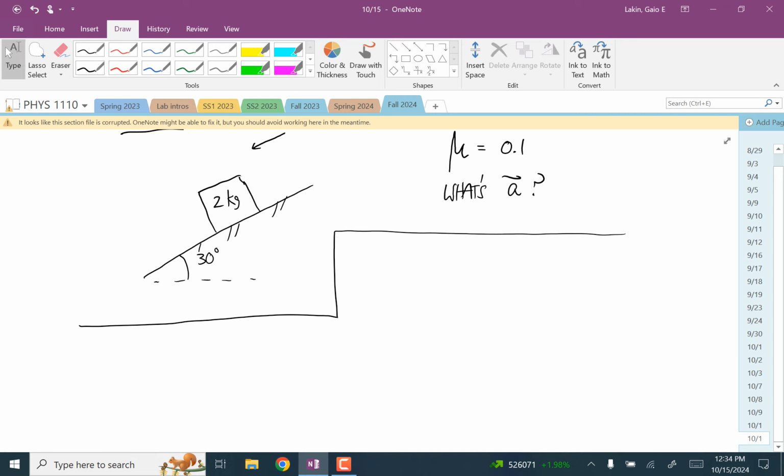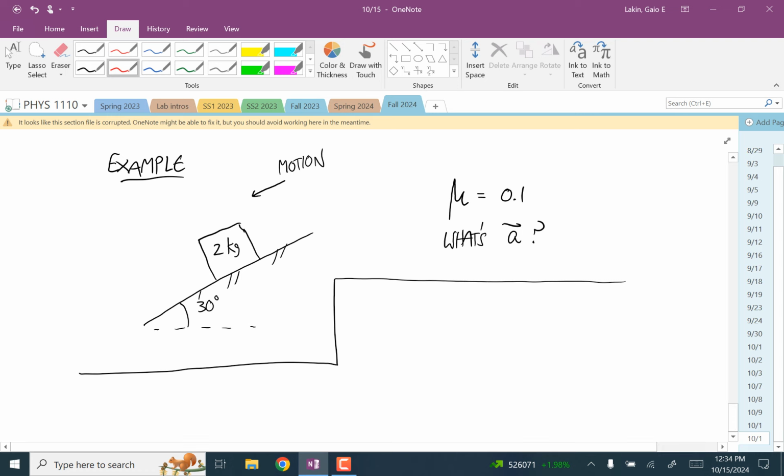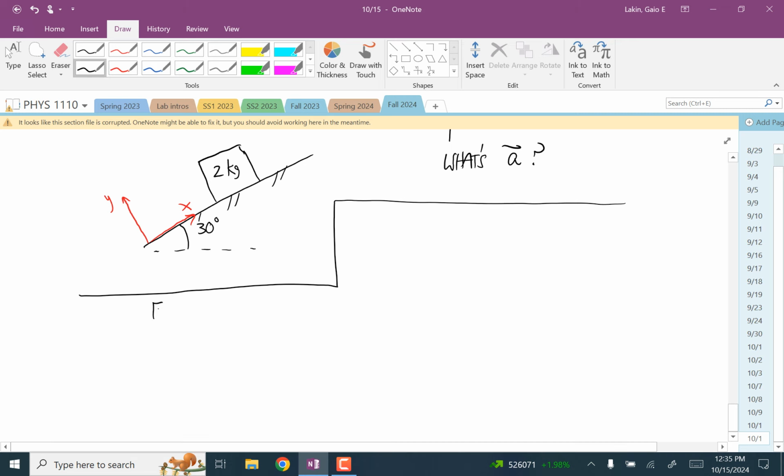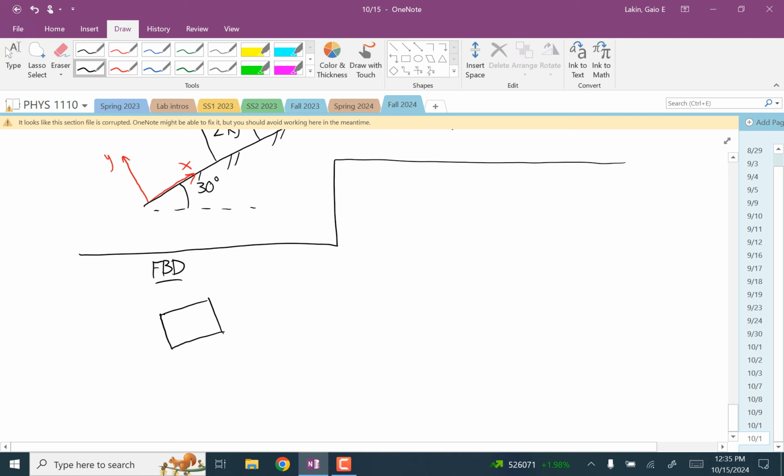So like always, I'll start with a free body diagram. First I'll just show the direction of the coordinate system. The y-axis comes out of the surface. The x-axis goes up the ramp. A free body diagram. There's a weight force down of 2 times 9.81, so that's 19.62.